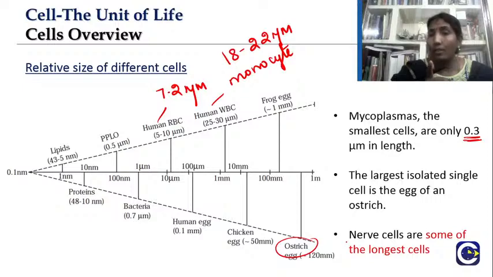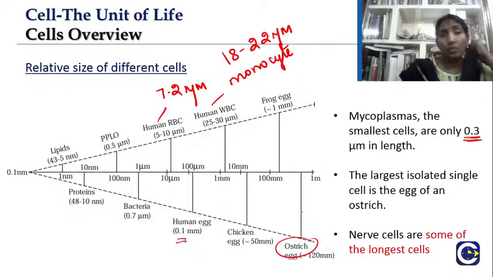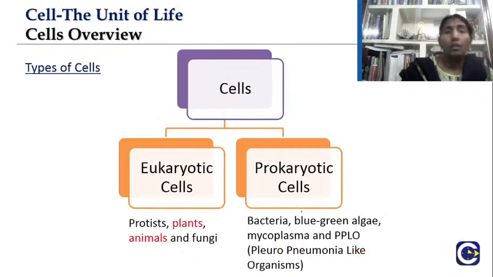And we have the largest, as you see, the ostrich. Human egg is only 0.1 mm. Bacteria, see, it's 0.7 micrometer. But here it's in mm. Okay. So that you need to appreciate. So coming to the types of cells, we have eukaryotic cells and prokaryotic cells.